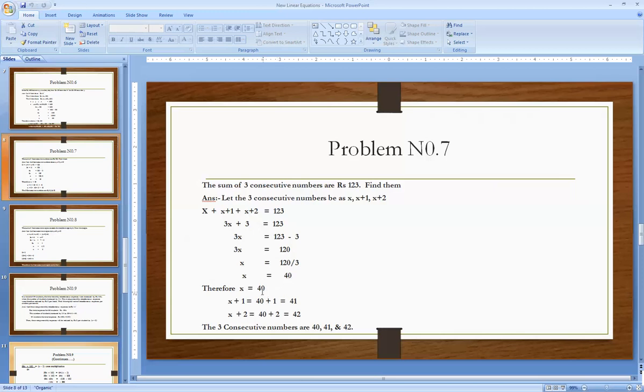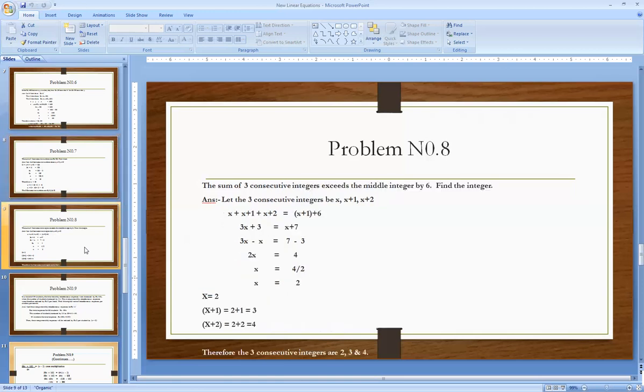Now we have to calculate what the three numbers are. When x is 40, x plus 1 is 40 plus 1 equals 41. And the third number, x plus 2, means 40 plus 2, which is 42. Therefore the three consecutive numbers are 40, 41 and 42. So this is how to calculate when consecutive numbers are given.